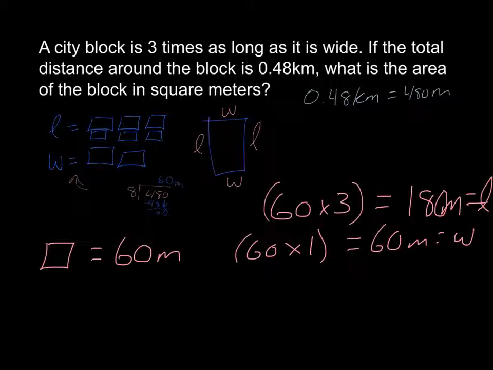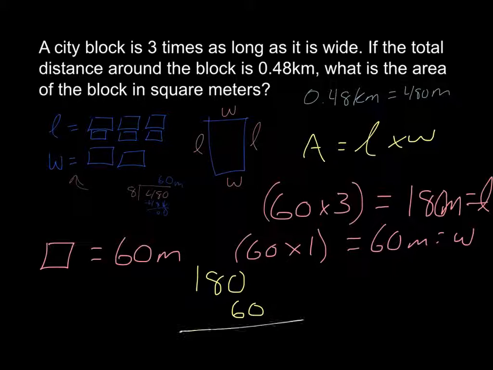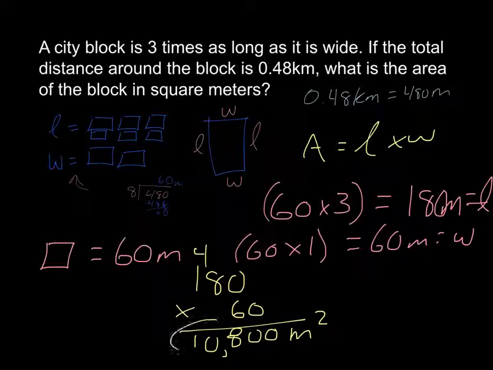And then to find out the area, remember that area is equal to length times width. So I will then multiply 180, which is my length, times 60, which is my width, and gives me 10,800 meters squared. Okay? And that gives me the total area of the city block.